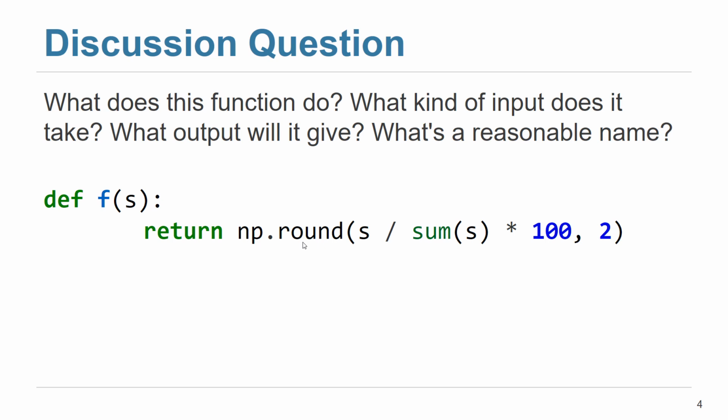You said average, but I didn't hear the percentage. So yes, it's the percentage of what? Each element. So the returned value is an array. The input is an array and the returned value is an array. Each element in the output is the percentage of the corresponding element in the input array. This 2 is just the number of decimal points for rounding. Is that clear now? So maybe you can give it a name like percentage or something like that.